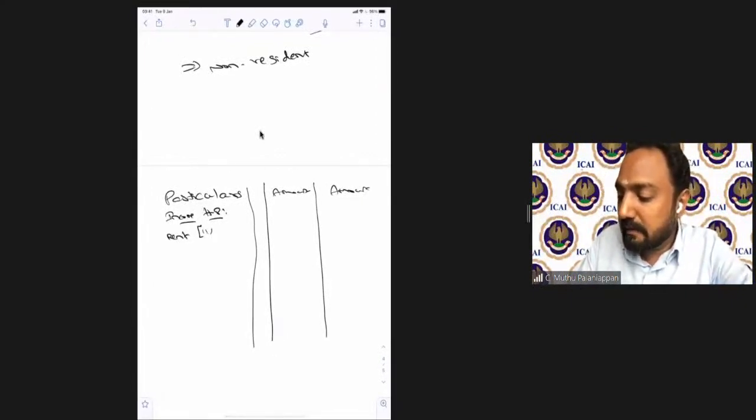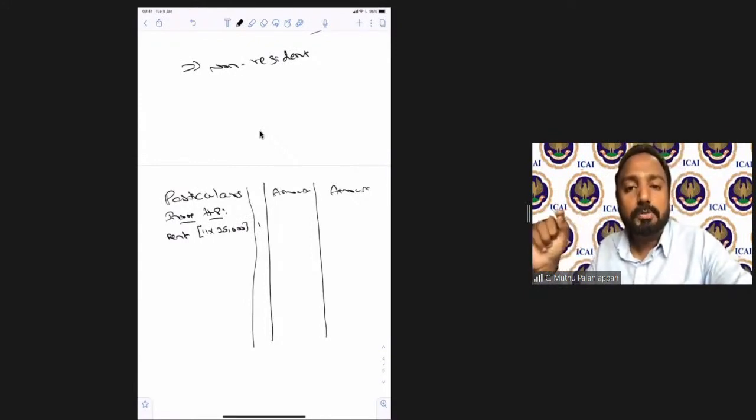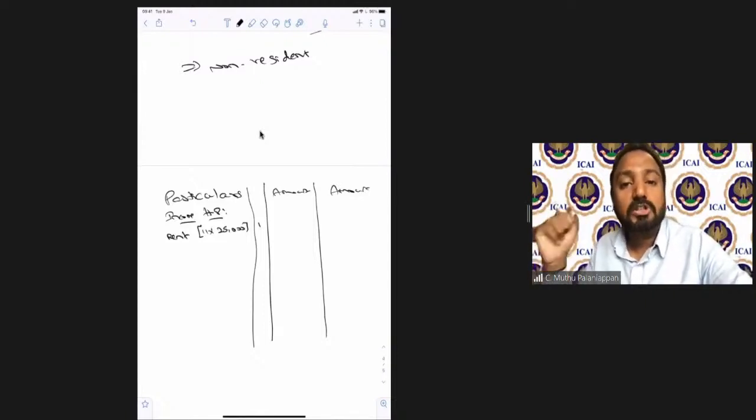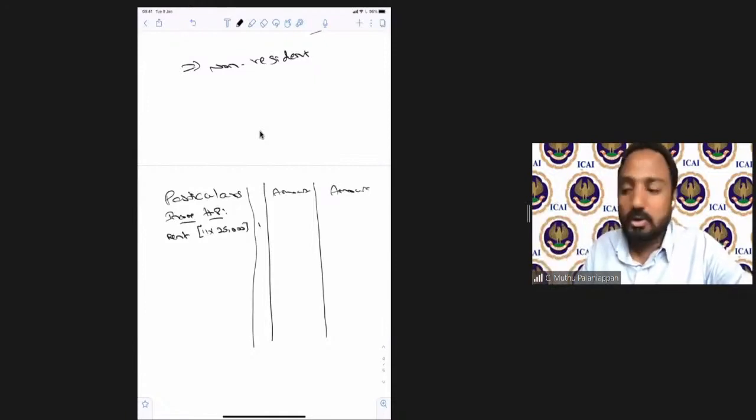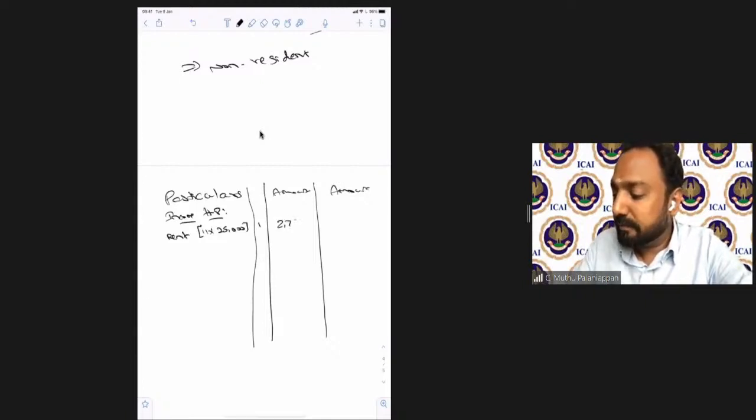So rent is 11 into 25,000. You'll have to write it in the note. In note 1, you'll have to state that as details of municipal value, fair value, standard rent have not been provided, actual rent received has been considered as gross annual value. So this is the thing that we need to specify with respect to your note. So my income here will be how much? 2,75,000.